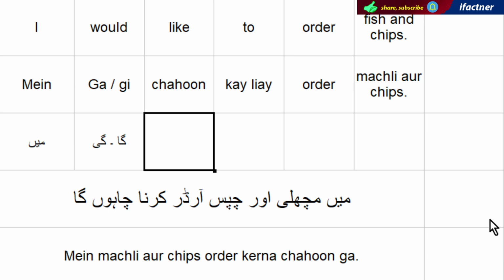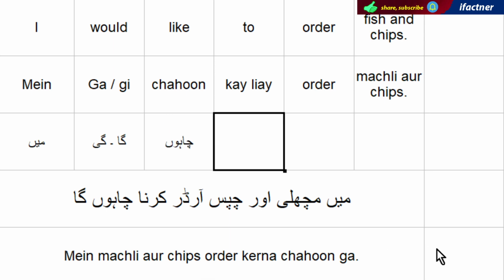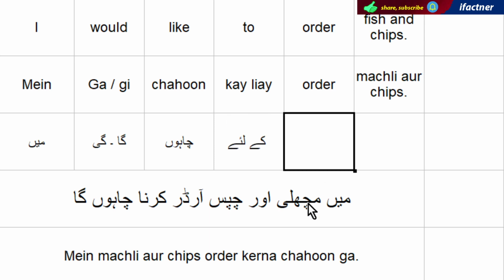So चाहूँ is che, alif, cha, he, waw, noon, चाहूँ. के लिए is kaf, bari ye, के, and लिए is lam, hamza, bari ye, के लिए. Order is order, alif mad a, re, dal, and re, order.